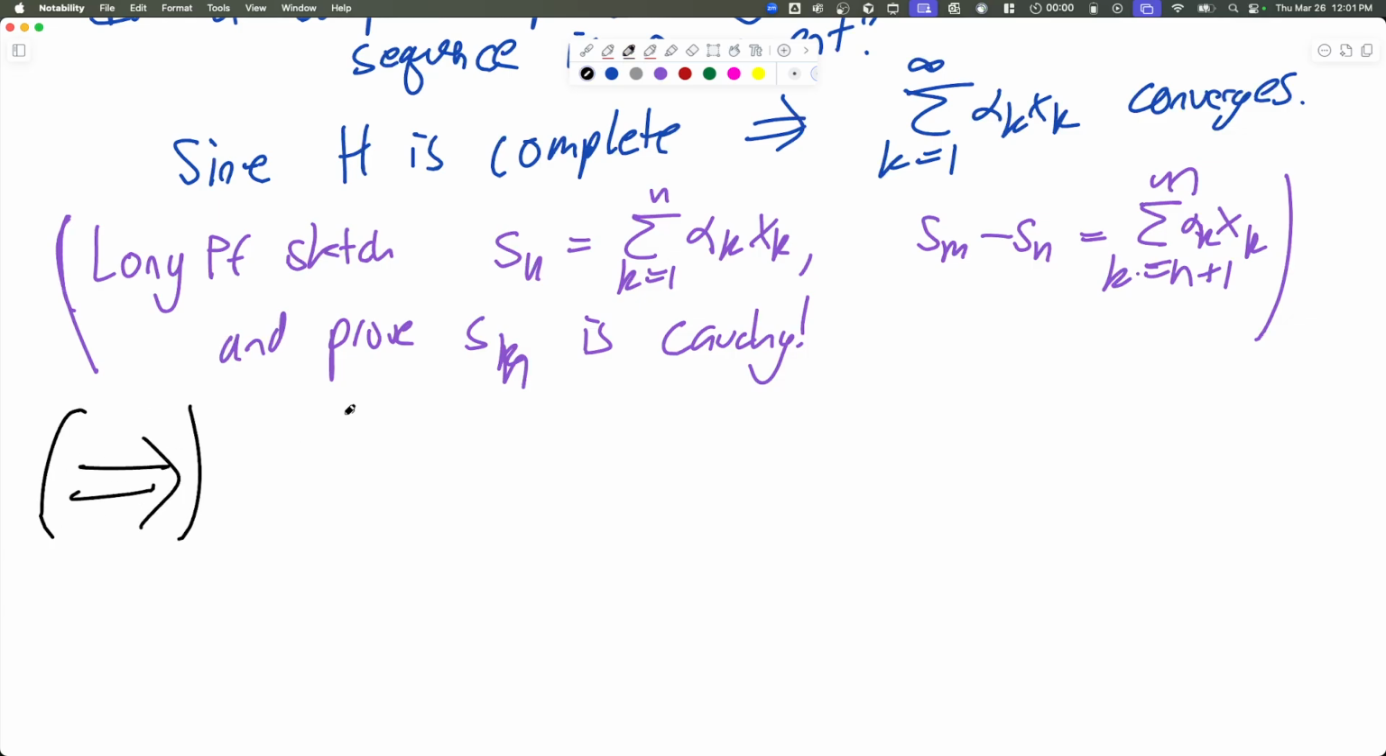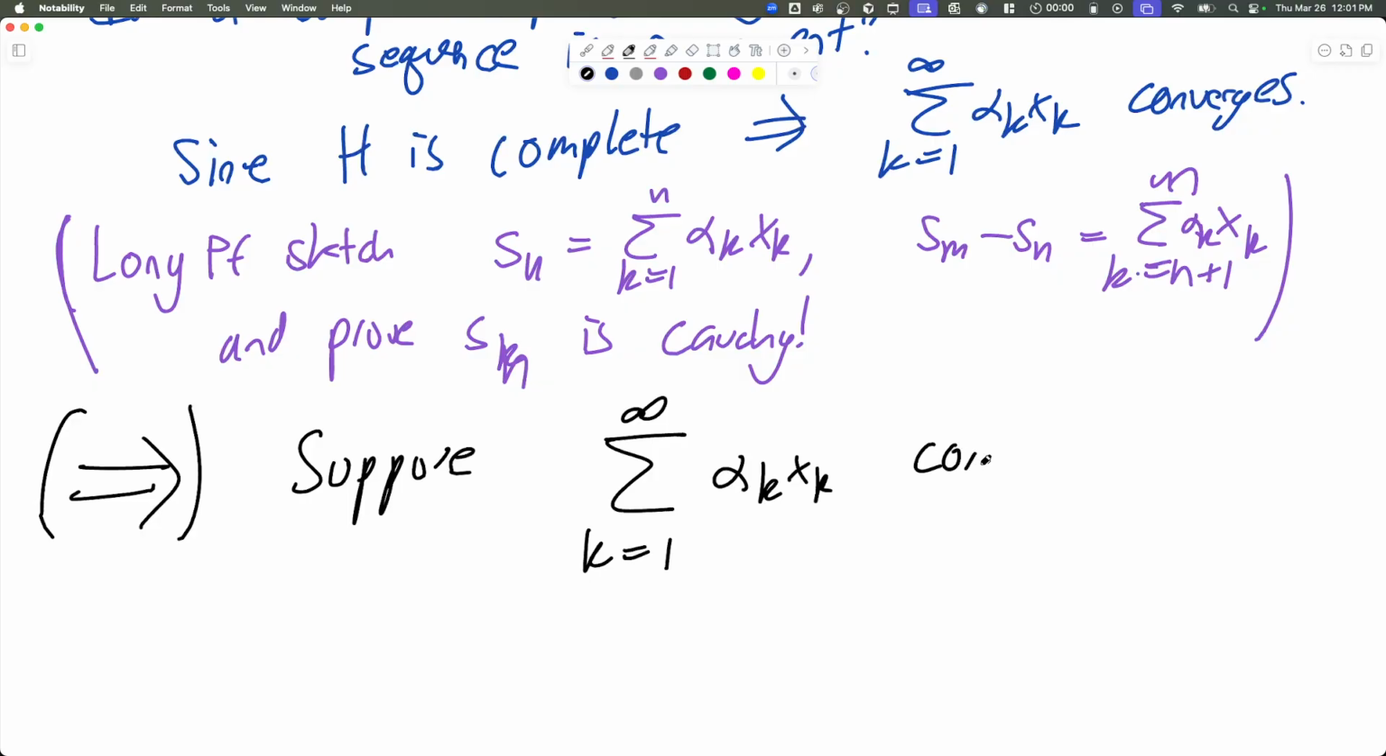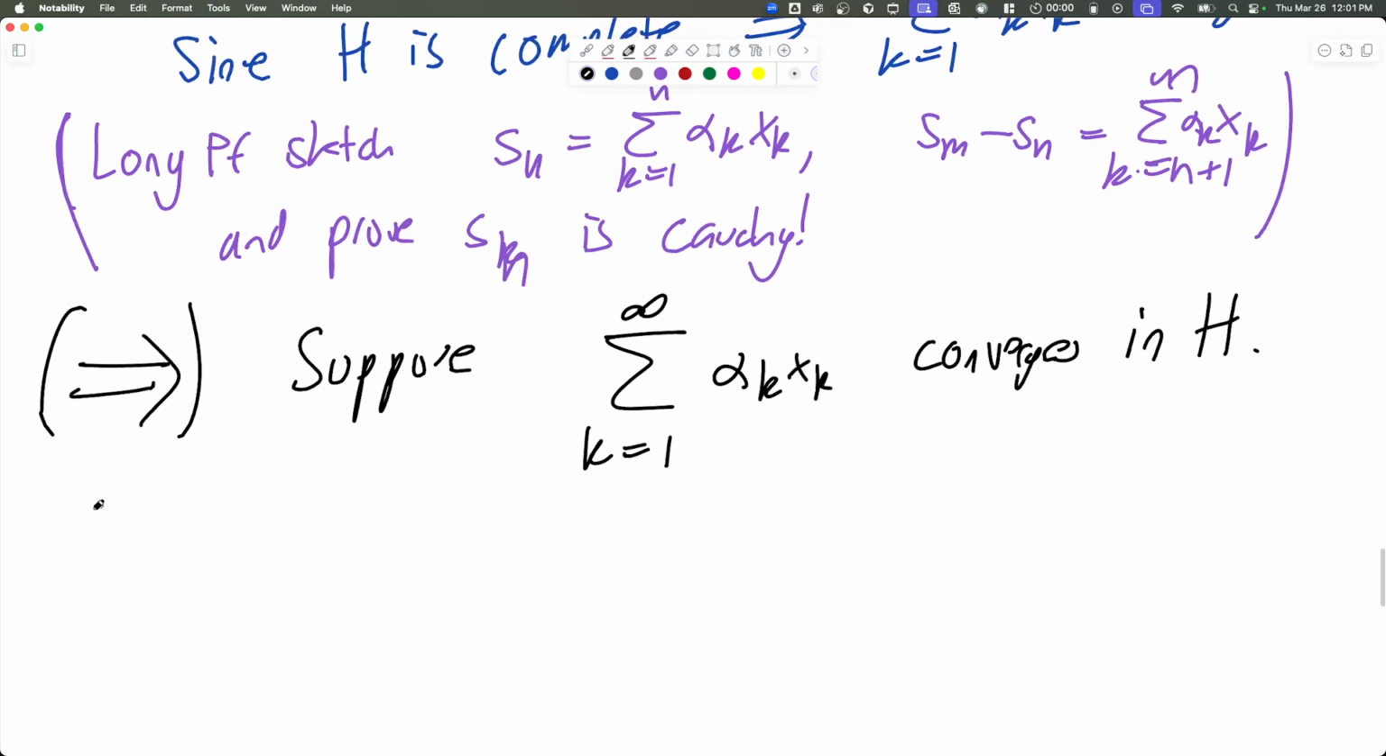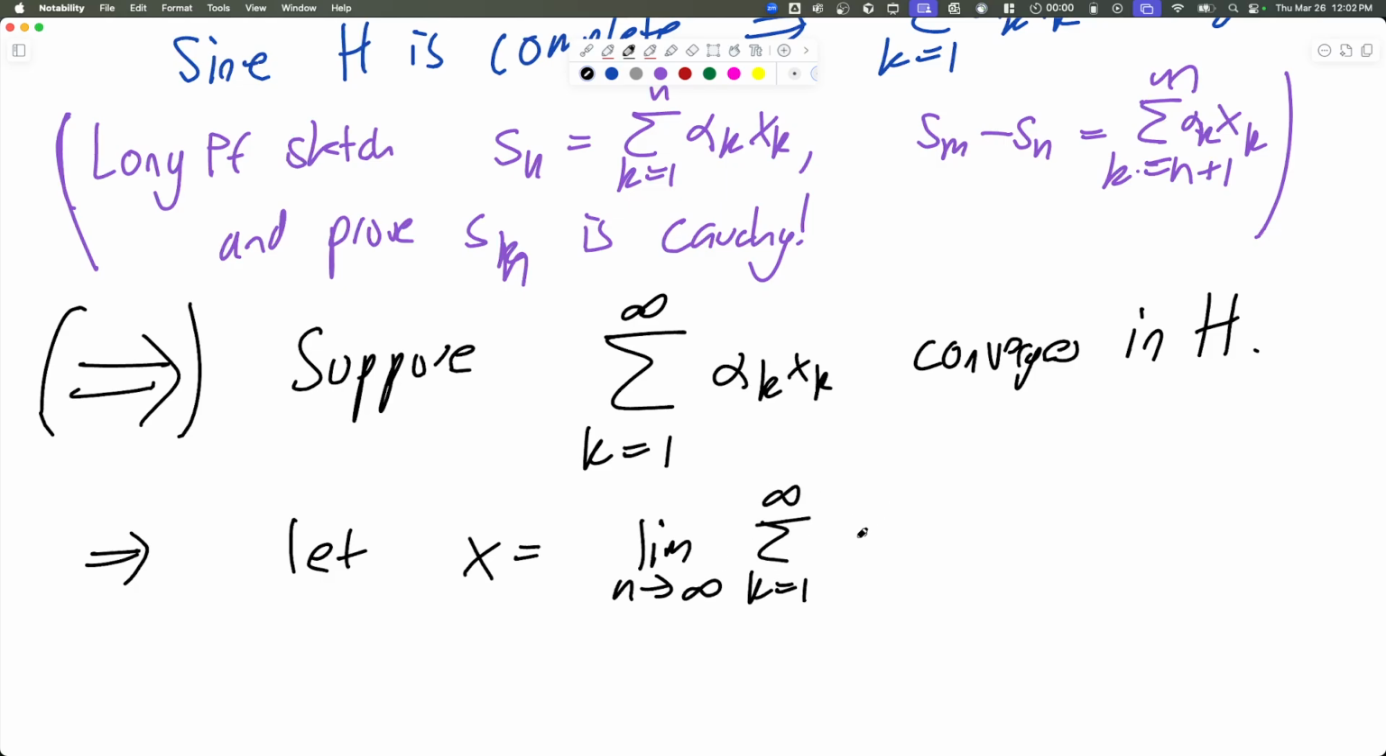So the other way. Suppose the sum from k equals 1 to infinity of alpha k xk converges in H. So this infinite sum is converging to some element in H. Therefore, let's call that thing x. Let x equal the limit as n goes to infinity of the sum from k equals 1 to n of alpha k xk.